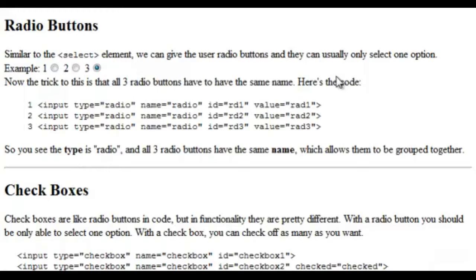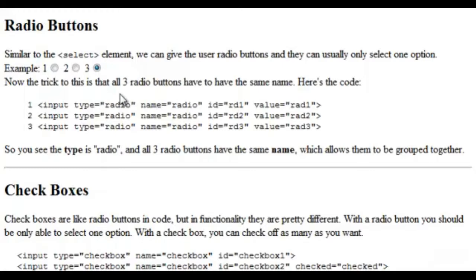So here's the code that we're going to look at. We have number 1, it's right up here, number 2, and the third radio button. All three have the same name. It's called radio. The value is different. That's not important. The ID is different. That's not important. What's important is that the type and the name are the same. What I mean is type, all three have to be radio. And the name, all three have to be radio.